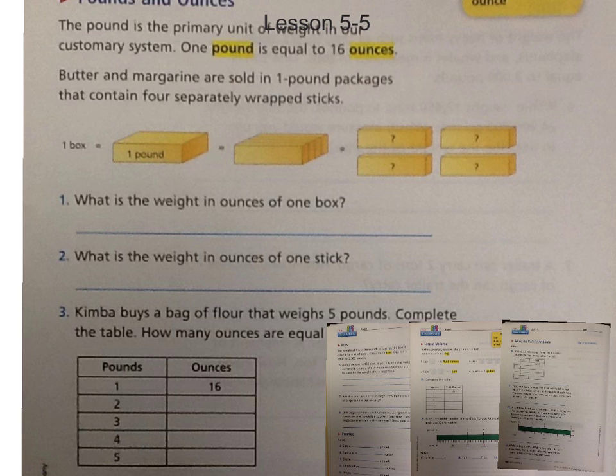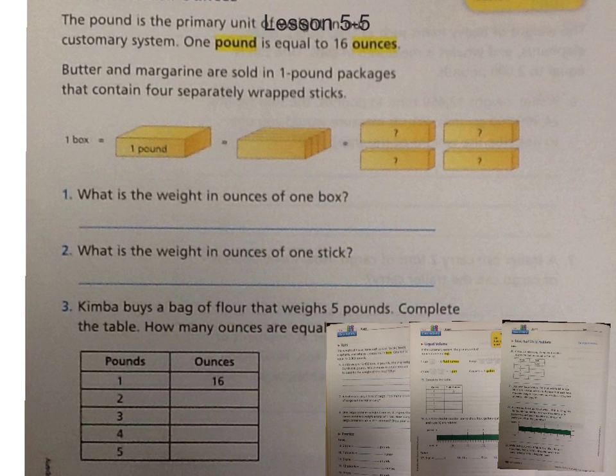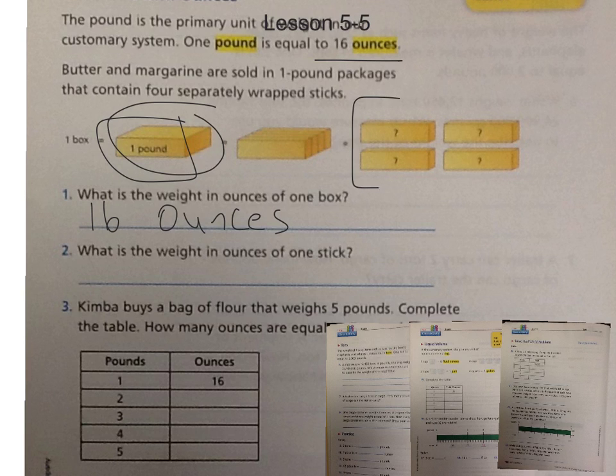Well, you should know that the whole box is 1 pound. So 1 pound equals 16 ounces. So 16 ounces for the entire box. What is the weight in ounces of 1 stick? If this whole thing is 16 and it's divided into 4, that must mean each of these is 4 ounces.